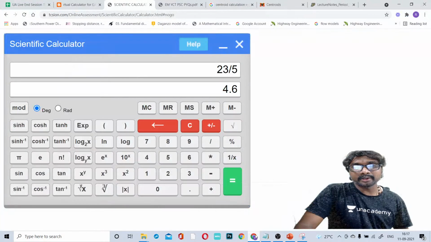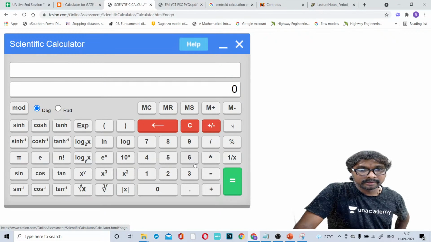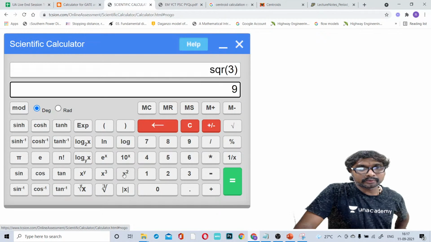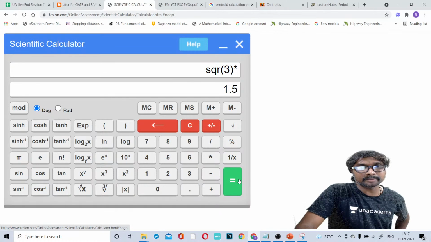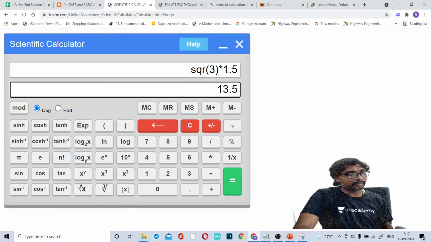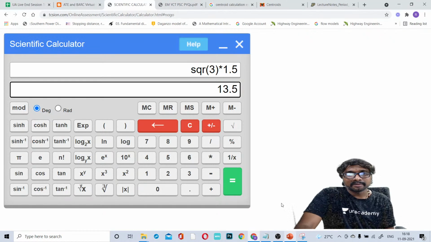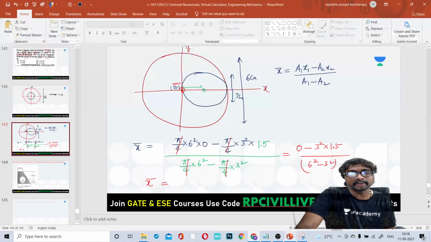Minus 3 square into 1.5. Clear all. 3 square into 1.5, so how much does it come to be? 13.5 you are getting. Square of 3 into 1.5 is this 13.5, right? But it is minus in the numerator. Minus 13.5 you are having.